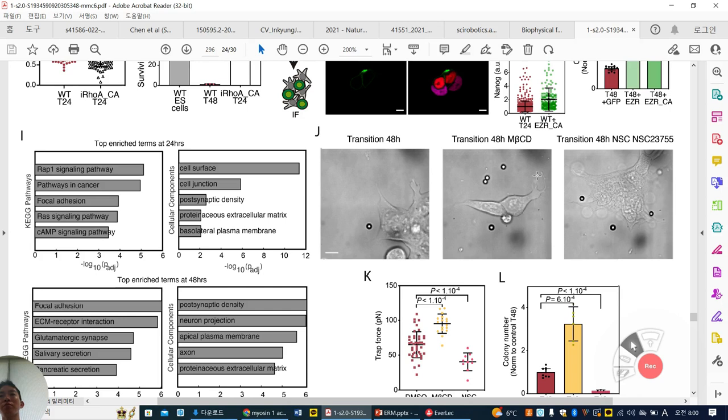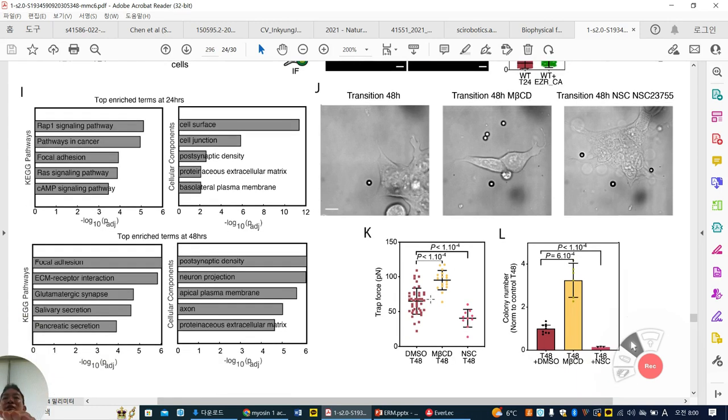Isn't that about lipid membrane tension? Not just lipid membrane tension. But when they treat with this MBCD to sequester the lipid, the trap force is enhanced here. There are three ways to increase the surface tension. One is by changing the membrane lipid composition. This is that way, okay? By incorporating lipid inside of the membrane, or to remove the lipid. This one is the membrane itself.